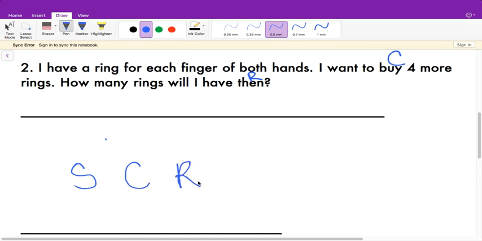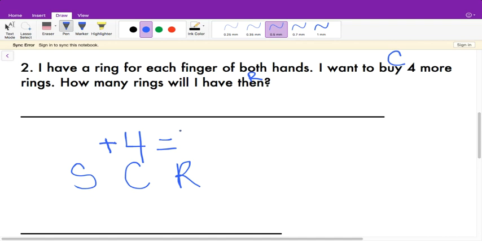Okay, and for this one, I need to go back and see, is this adding or subtracting? Let's look. I want to buy 4 more rings. What do you think? Is it addition or subtraction? That's right, it's addition because they're buying more. They're adding on to the number of rings that they would have. So we need to make that a plus. Okay, the change we see is 4 more. So we're adding 4.